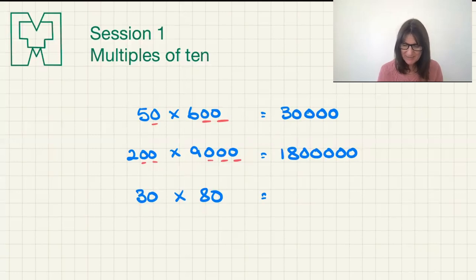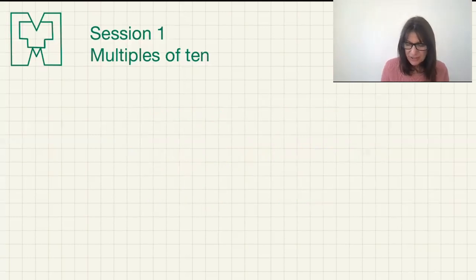Okay, last one. 3 times 8. 3 times 8 is 24. And then I've got those 2 zeros that I add on the end. All right, so that's our first stage of this topic. Like I say, there's some extension opportunities that will come up as the sessions progress, and we're going to apply them. Let's have a look at our division then.